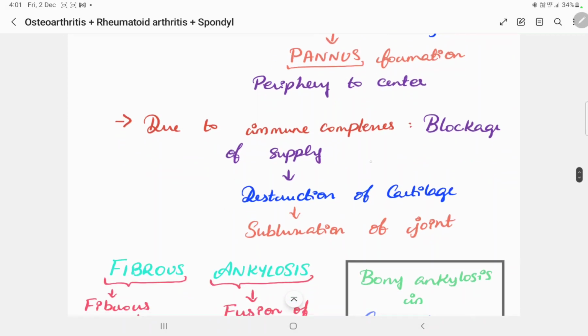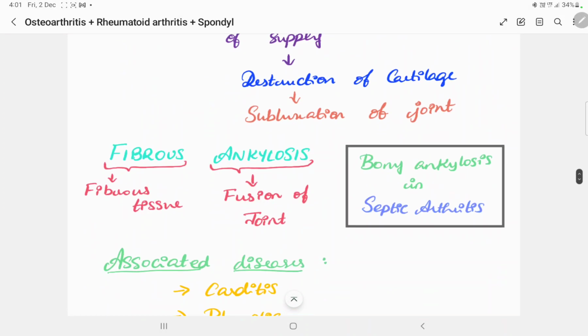Next is immune complexes. This leads to blockage of blood supply, which will lead to destruction of the cartilage and further lead to subluxation of the joint.